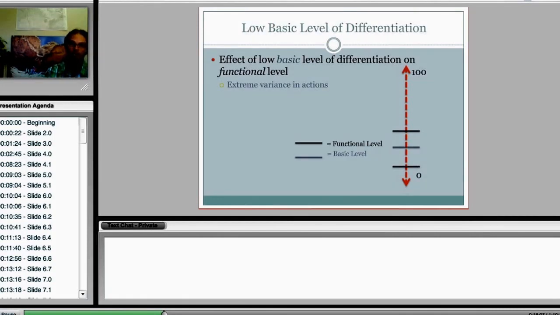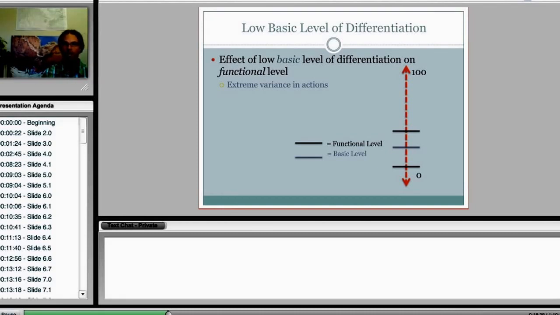to low basic differentiation. So this slide indicates that with a lower level of basic differentiation, again, I've tried to maintain consistency, so the gray line always indicates basic level, the black line always indicates functional level. You'll notice that this gray line is lower on this scale. And my hope is that you'll also notice that the gap between the two black bars is greater. That is to represent a greater level of variance between their interactions.